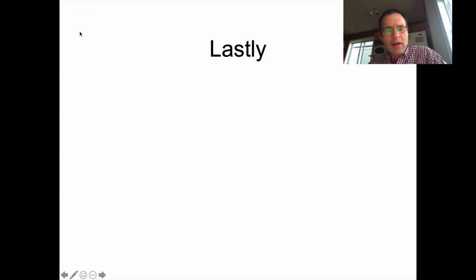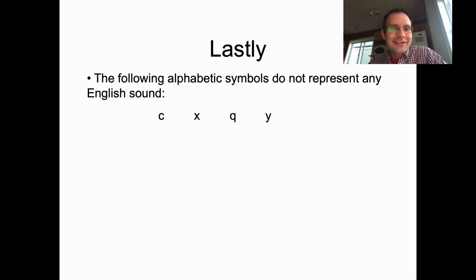Okay, lastly, I will mention that we're done with the system. That's all the symbols you need to know. You do, however, if you know how to write English, know other symbols which we're not going to use. So you know the C, the X, the Q, and the Y symbol. Don't use these. They're never appropriate for English. The ones I tend to see most often are the C and the Y in transcriptions.